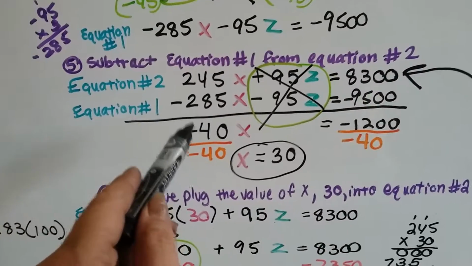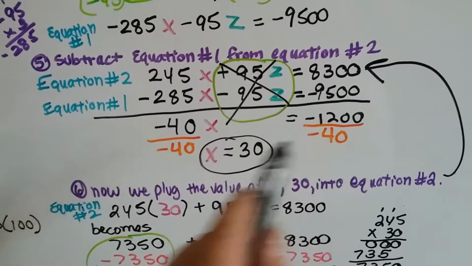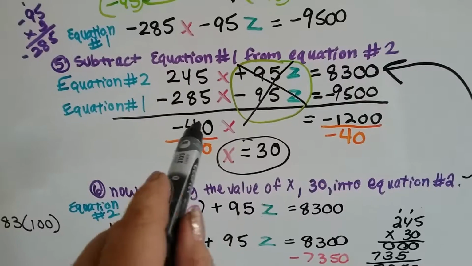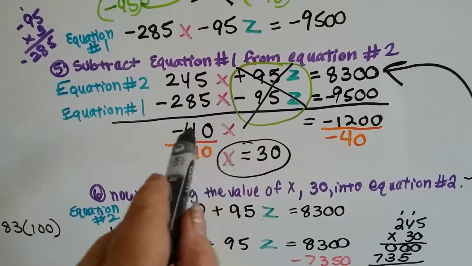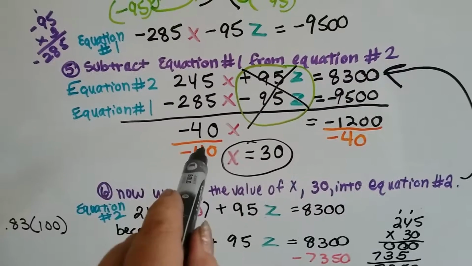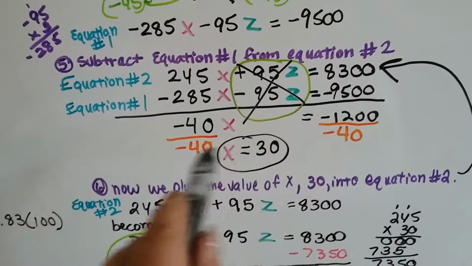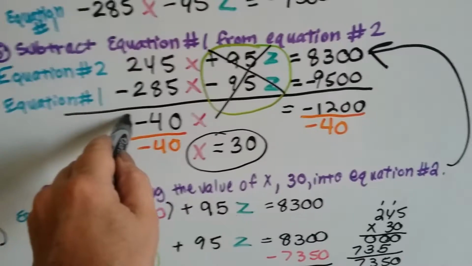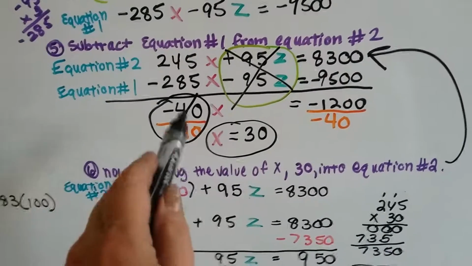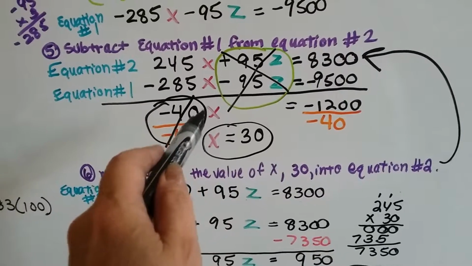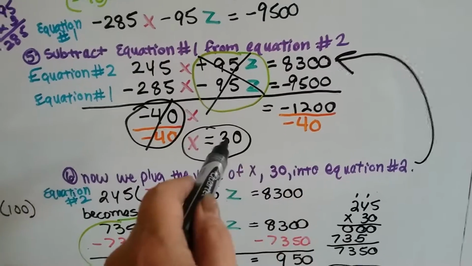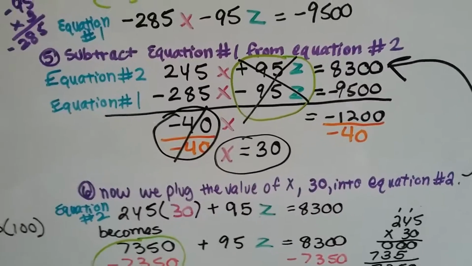To get rid of this negative 40, we're going to divide both sides by negative 40 as an inverse operation, because this means multiplication, negative 40 times x. So in order to undo this and get rid of the negative 40, we're going to divide both sides by negative 40 as the inverse operation. And we get rid of it. 40 over negative 40 is 1. And we don't put the 1 in front of the variable. So that means x equals 30. Negative 1200 divided by negative 40 is 30. Now we know what x is.